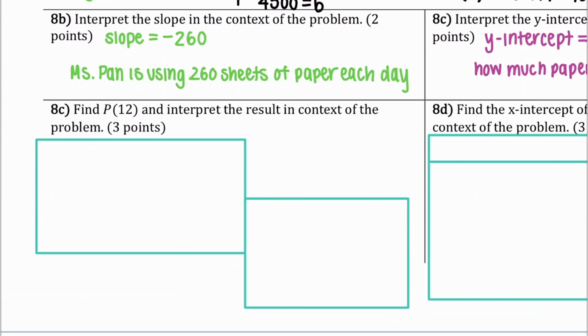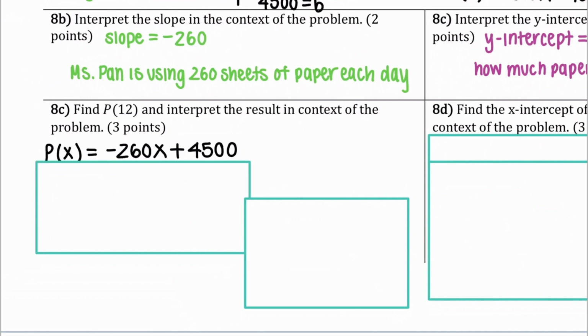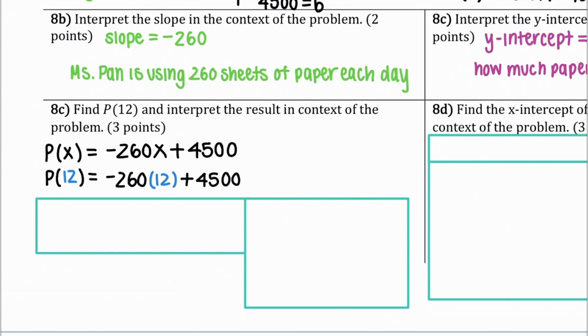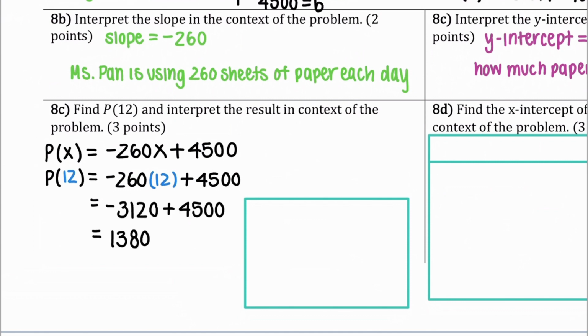Let's look at 8c. So 8c says find p of 12 and interpret the result in the context of the problem. So once again, here we see inside the parentheses is this 12. So that tells us, because our equation is in the format of p of x, whatever is inside the parentheses is going to be our value of x. So I'm just copying down the original equation. So to find p of 12, that tells us that everywhere we see x, we substitute a 12.